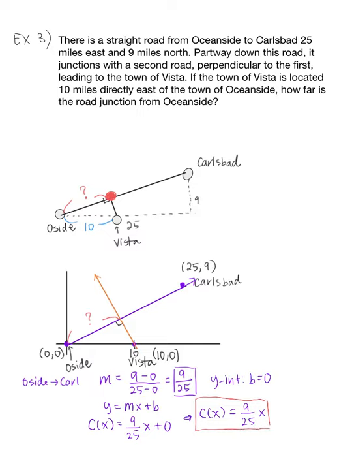All right, looking good. What we just discovered is that the equation of this line, instead of f of x, we have c of x equals 9 over 25 x. Now let's talk about the orange line here. This orange line is perpendicular to the purple line, which means the slope of the orange line must be the negative reciprocal of 9 over 25, which is negative 25 over 9. Let me work this out on the next page.